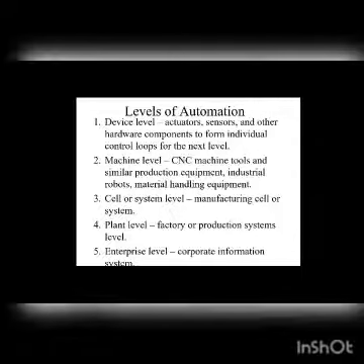Different levels of automation. Automation can be on the device level. It starts with the device level, which has actuators, sensors and other hardware components to form individual control loops. At machine level, it may be CNC machine tools and similar production equipment, industrial robots, material handling equipment. Cell or system level: for a manufacturing entire cell or a group, we can go for an automated system. Plant level: factory or production systems, where the entire plant has been automated.